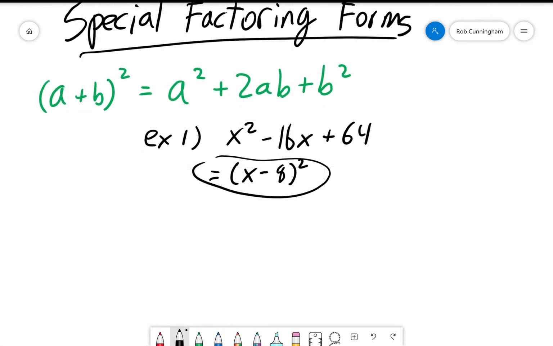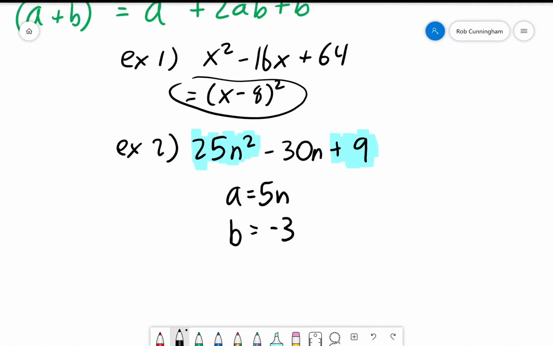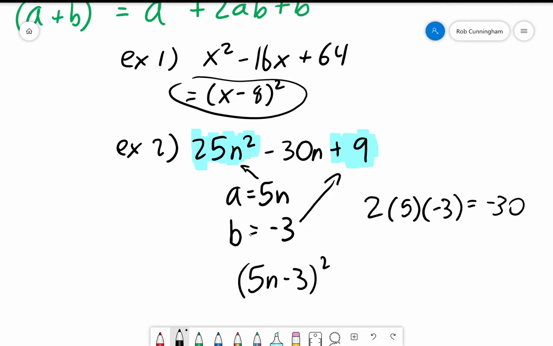Let's do another one. Let's do a more difficult one. How about something crazy like 25n squared minus 30n plus 9? Now, we've never even seen anything like this before. It looks completely bonkers, but if you look at the two outsides, you can see that they're both perfect squares. So this could be a perfect square trinomial. If it is, a would be 5n and b would be negative 3, right? Because 5n squared is 25n squared, and negative 3 squared would be positive 9, and 2 times a times b does indeed equal negative 30. Our answer is (5n minus 3) squared.